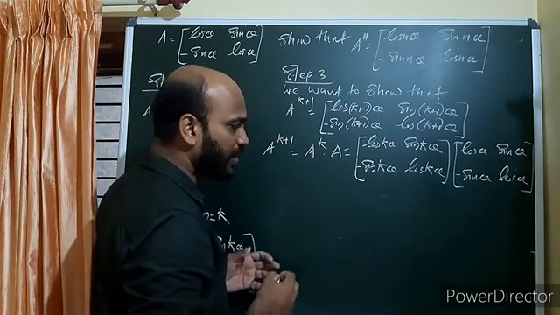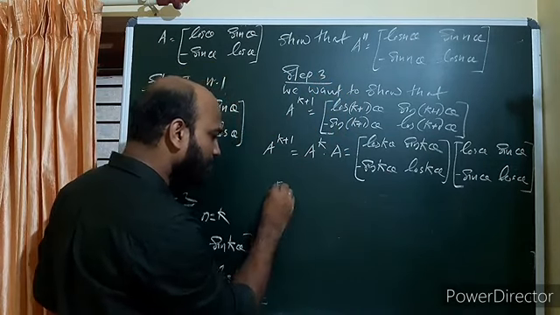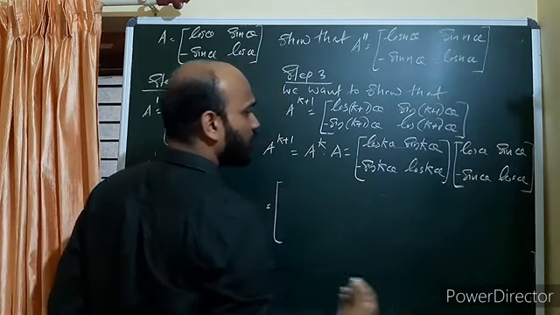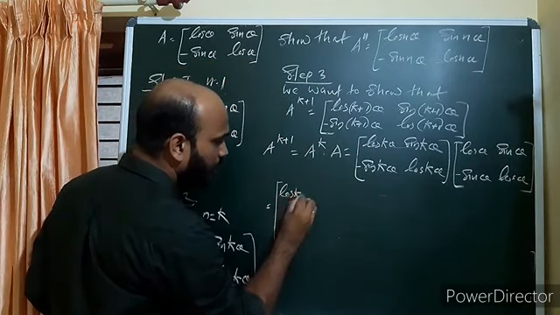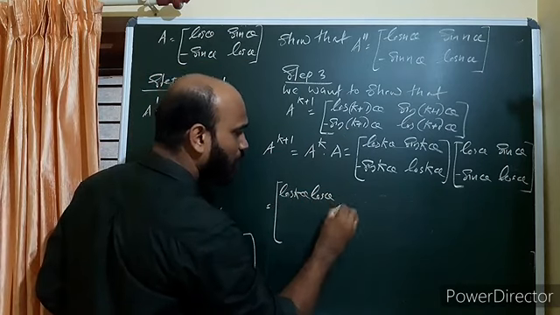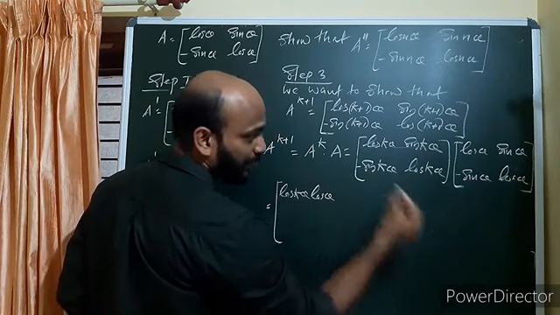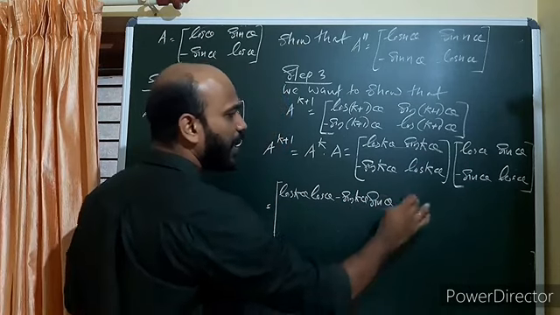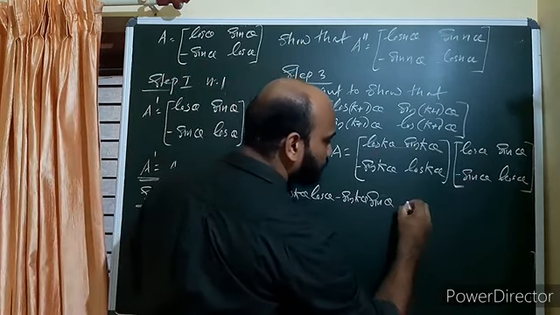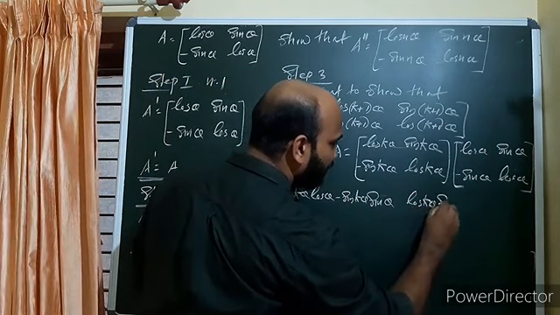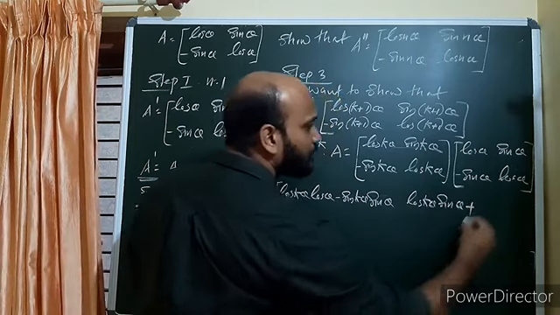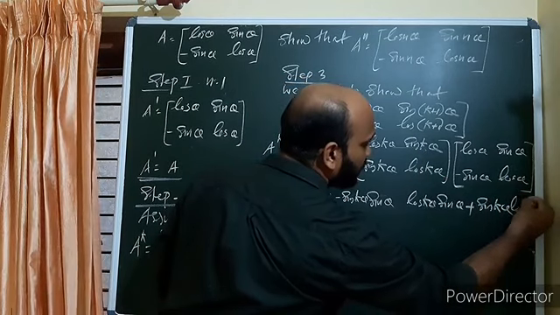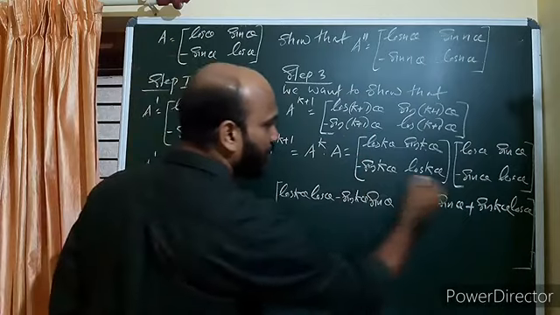Since both are 2 by 2 matrices, your answer will be a 2 by 2 matrix and the elements will be like this. A11, for getting A11 you have to multiply the first row and first column. So you will get cos k theta into cos theta, sin k theta into minus sin theta, that is minus sin k theta into sin theta. Then A12, first row, second column. So we'll get cos k theta sin theta plus sin k theta into cos theta.